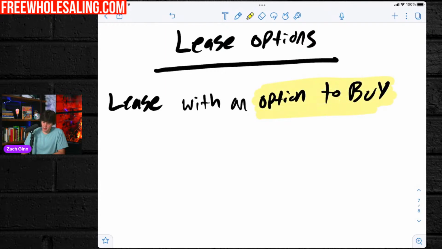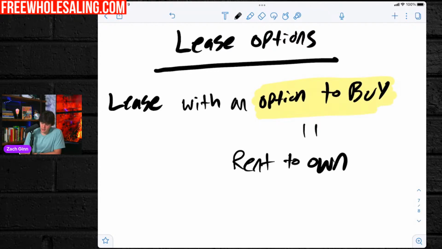So it's a lease, but also on top of that, there's what we call here an option to buy. And so what is an option to buy? Everyone kind of knows this term, rent to own, where you rent it for a while, right? And then you have an option at the end to buy it for a certain price. That's what a lease option is. It's a lease with the option to buy.